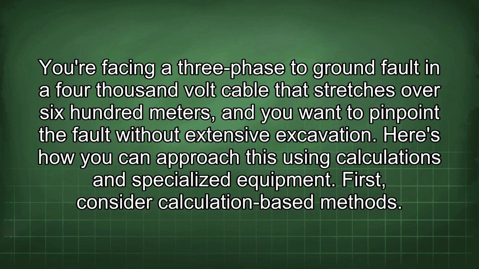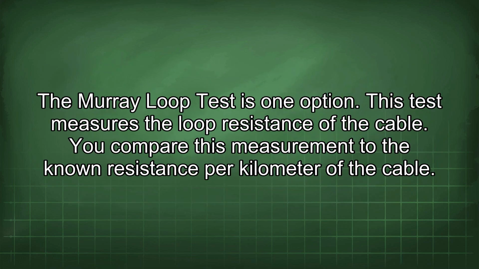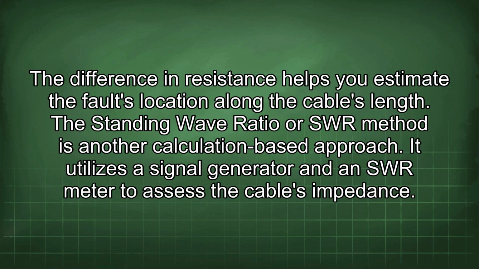First, consider calculation-based methods. The Murray loop test is one option. This test measures the loop resistance of the cable. You compare this measurement to the known resistance per kilometer of the cable. The difference in resistance helps you estimate the fault's location along the cable's length.